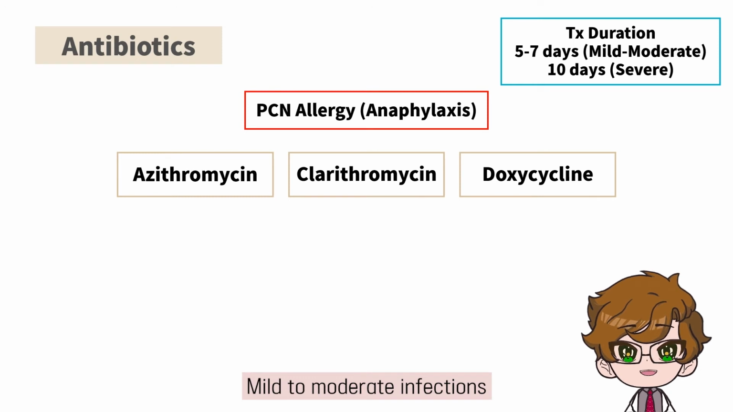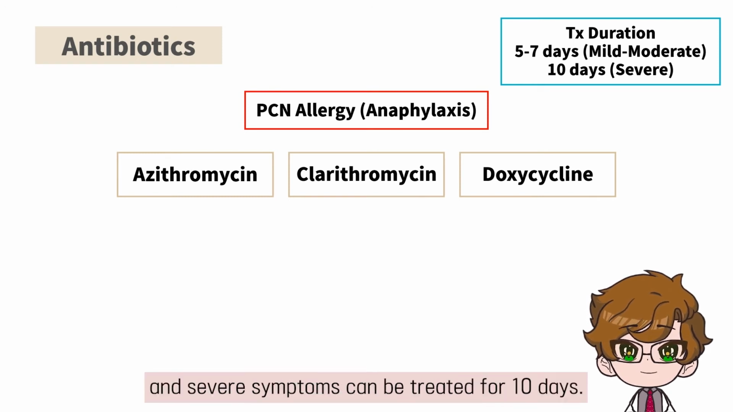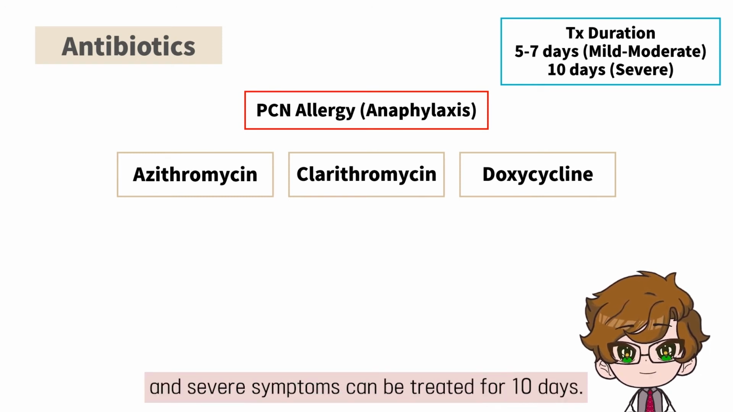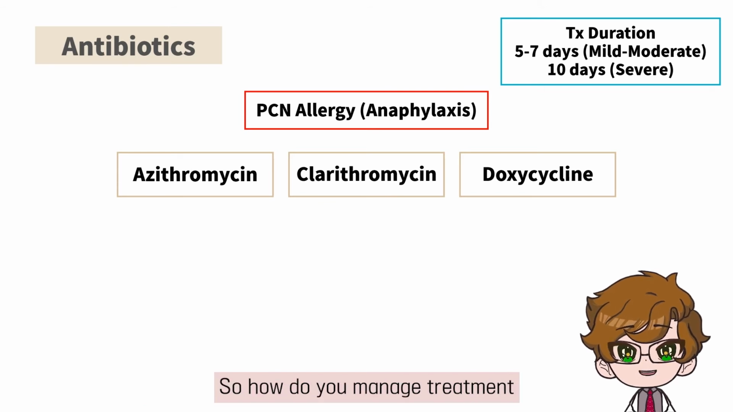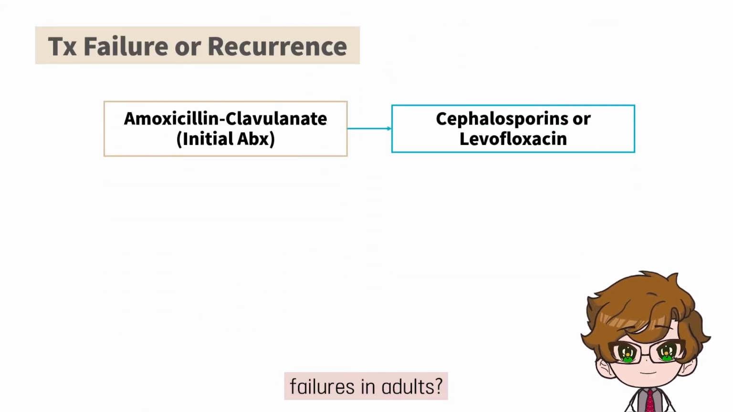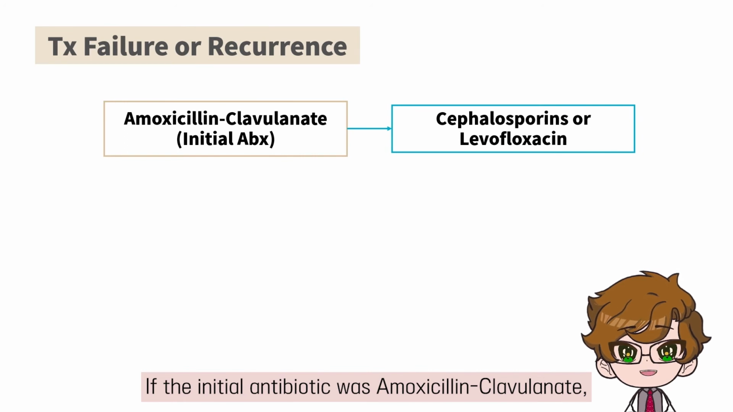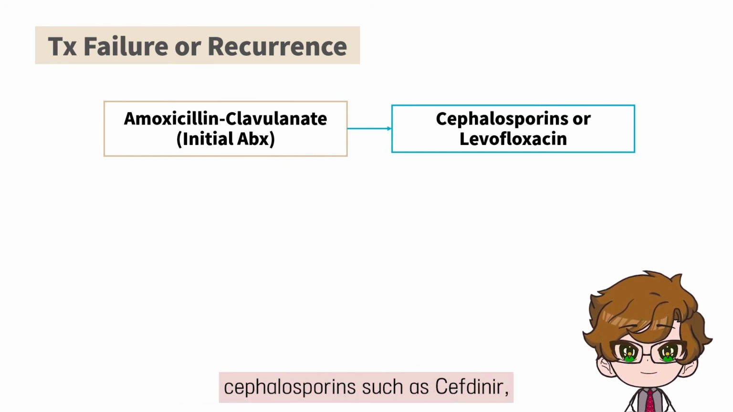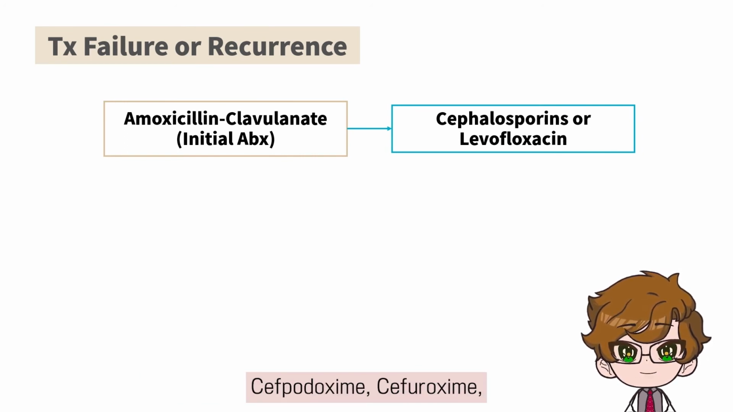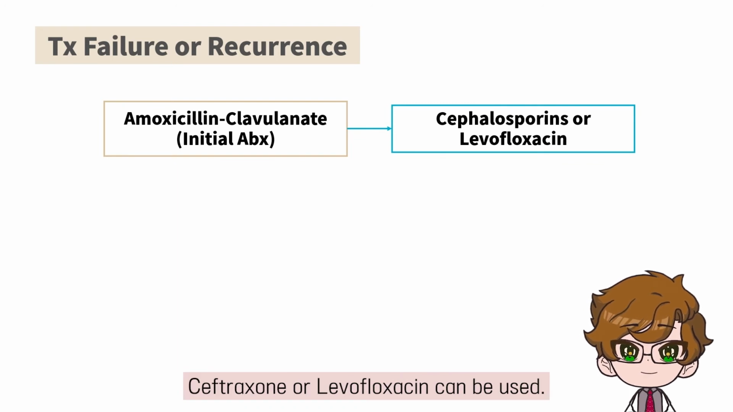Mild to moderate infections can be treated for 5 to 7 days, and severe symptoms can be treated for 10 days. So how do you manage treatment failures in adults? If the initial antibiotic was amoxicillin clavulanate, cephalosporins such as cefdinir, cefpodoxime, cefuroxime, or ceftriaxone, or levofloxacin can be used.